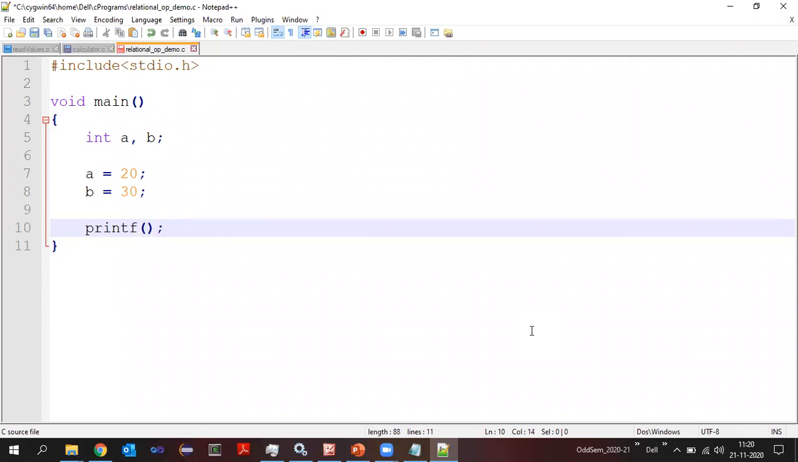Printf. Within the double quote, what will I write now? First let me print the values of a and b. Say a equals to percentage d, then b equals to percentage d. Double quote complete. Then I want to print the a value, I will type a, and then the b value, I will type b. So this will just print the values of a and b. Let us check the output.